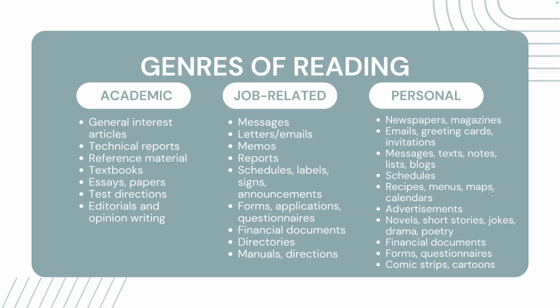I'm not going to read each individual one, but for today, we're looking at 3 major areas: academic reading, job-related, and personal. So let's look at personal, because I think those are more common in the younger ages. So we've got newspapers and magazines and emails and greeting cards and invitations and messages, texts, notes, lists, blogs, schedules, and so on. And so you can see, actually, there's so many different types of reading texts that you can have your students learn, and then you can assess them on.